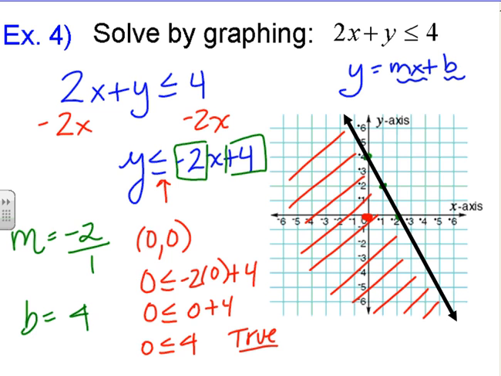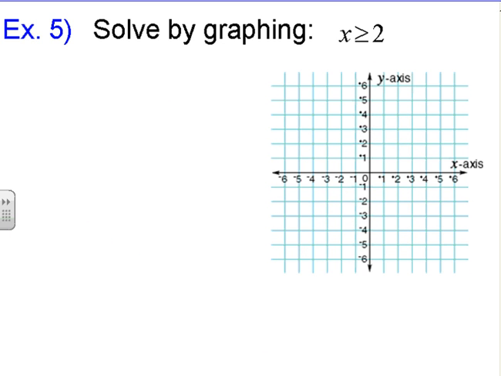Okay, let's take a look at something a little bit different. We're going to solve by graphing x is greater than or equal to 2. Well, this time, there is no y, so we cannot put it in slope-intercept form. So we have to remember some things about graphing. If there is no y in the inequality or equation, that means that line is not going to be touching the y-axis. It is only touching the x-axis because it only has an x showing. Well, since it's only touching the x-axis, this number here is telling us where it's touching it. It is touching it at the number 2.